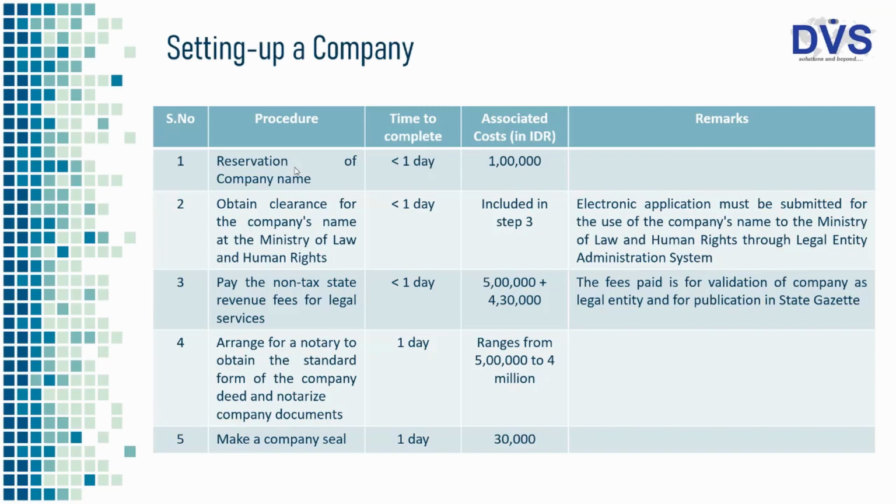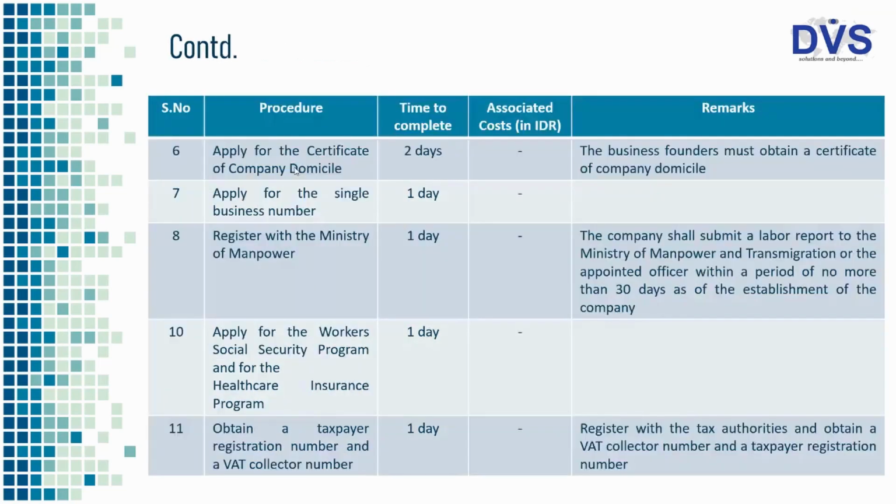The next step is the major step where you will have to arrange for a notary to obtain the standard form of the company deed and notarize the company's documents. That ranges between 500,000 to 4 million Indonesian rupiah depending on the notary public that is chosen. That's a one-day activity. Making a company seal is also one day. So the first 5 steps can all be done in a day if done simultaneously, or if you go through each one of them, it can take a maximum of 2 to 3 working days.